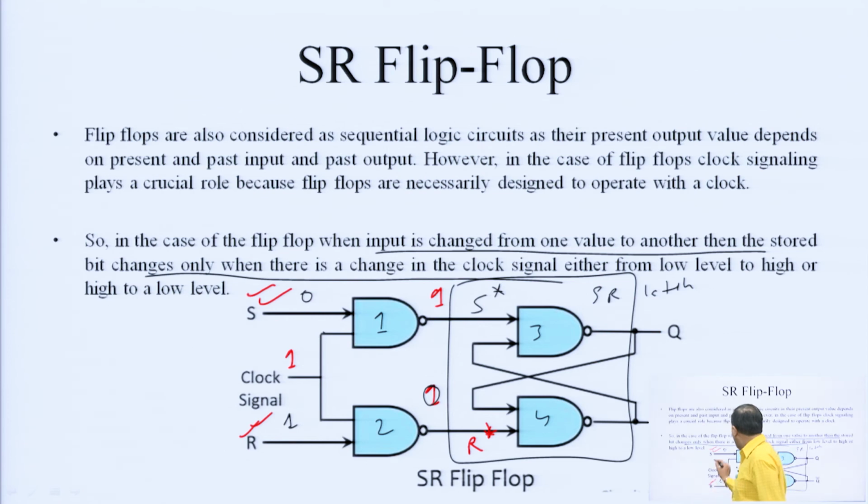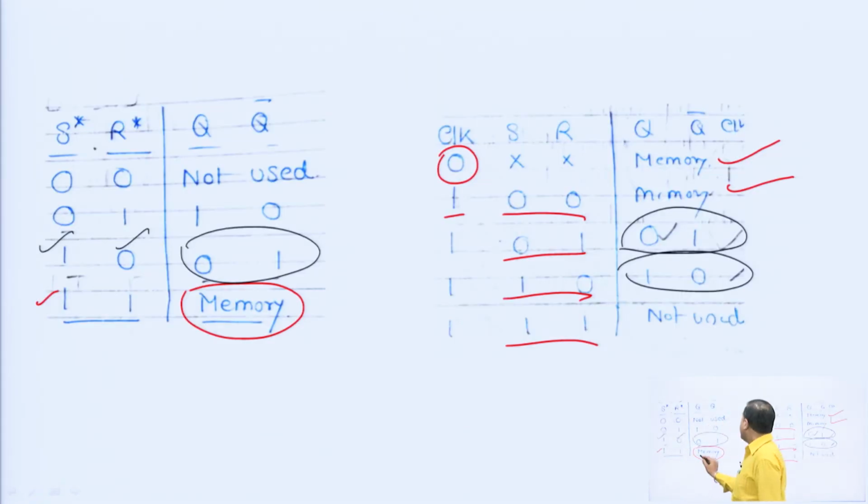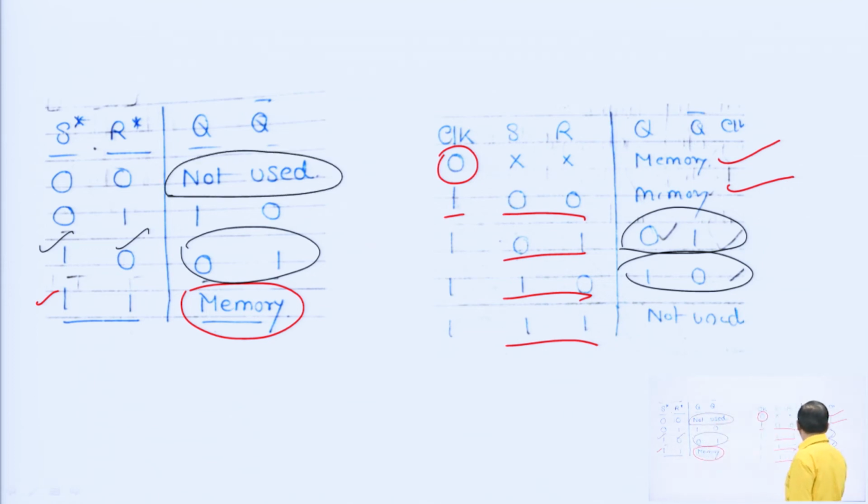If S is equal to 1 and R is equal to 1, and clock is also 1, then 1 1 output will be 0, and here it will be 0. So, S star 0 and R star 0, what will be the final output? S star 0 and R star 0, the final output Q and Q bar will be not used. So, here we have written not used. Got it? That is the truth table for the SR flip flop.